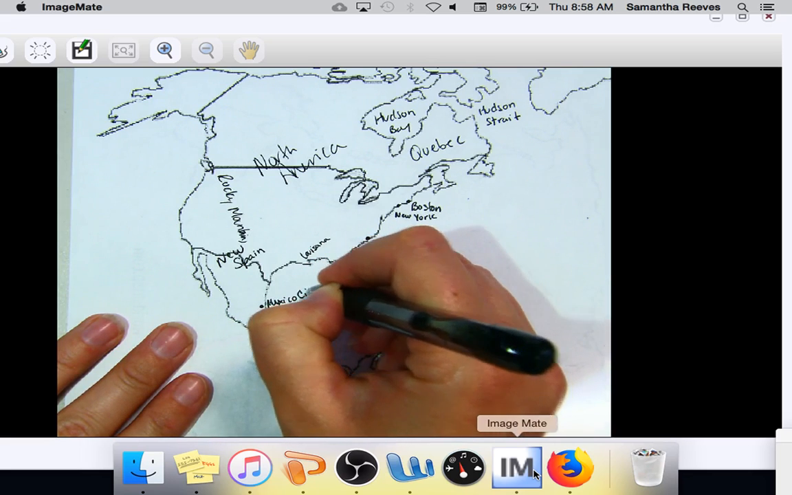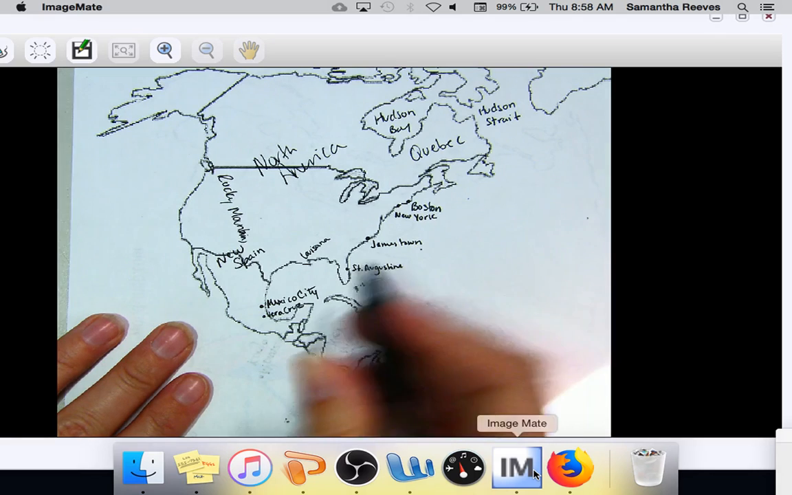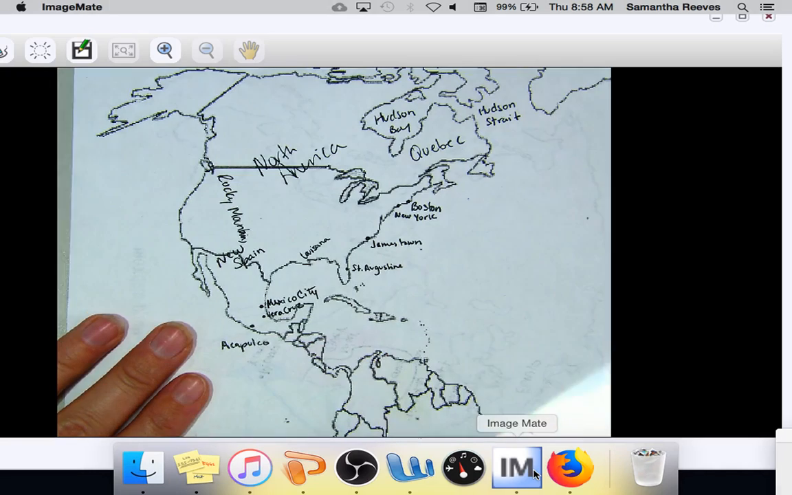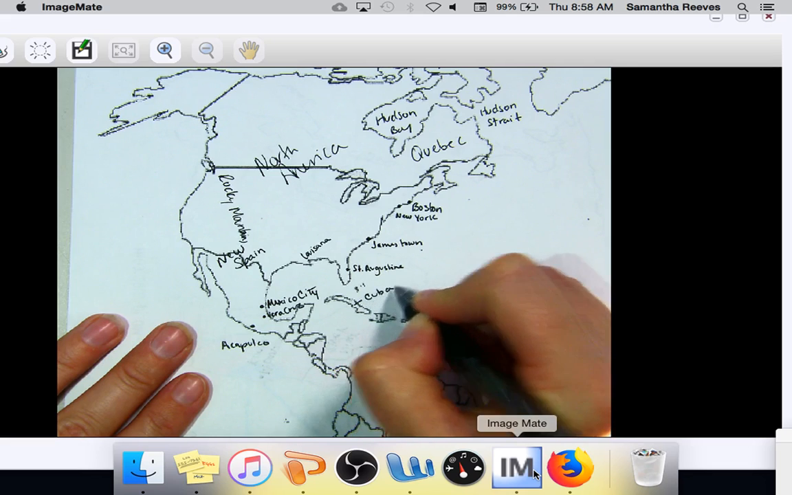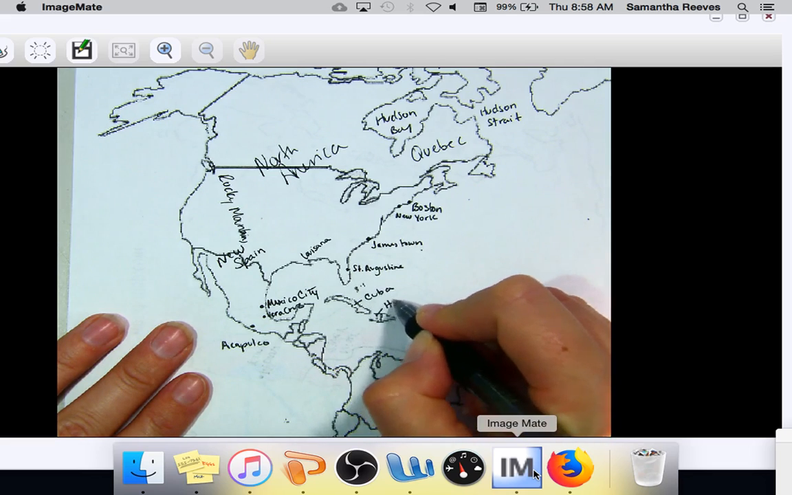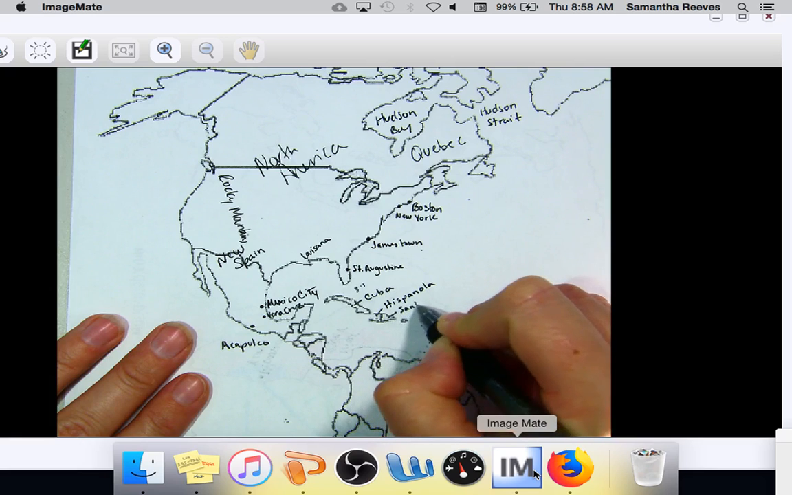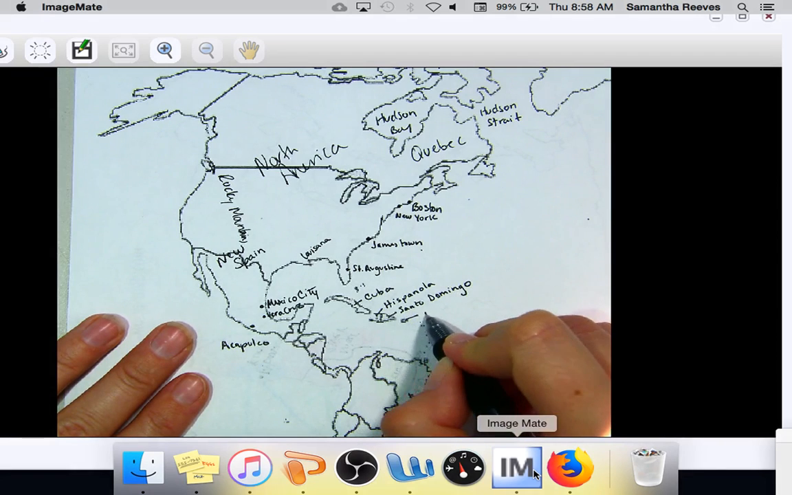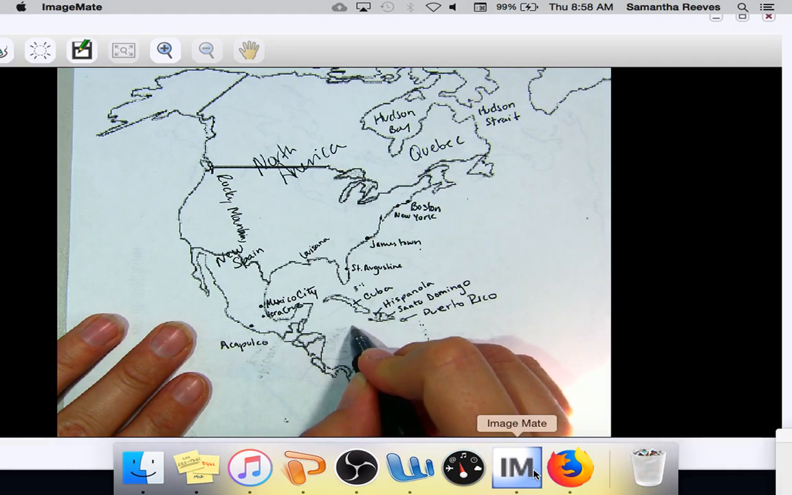Mexico City, Veracruz, Acapulco is over here. Here, Veracruz, Cuba. Over here is Hispaniola. Over here is Santo Domingo. Over here is Puerto Rico. Over here, we're gonna draw a little island, and this is Jamaica.